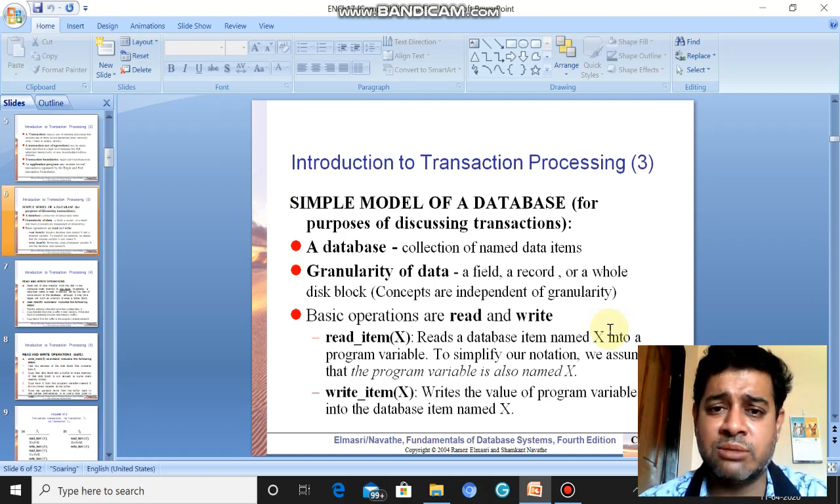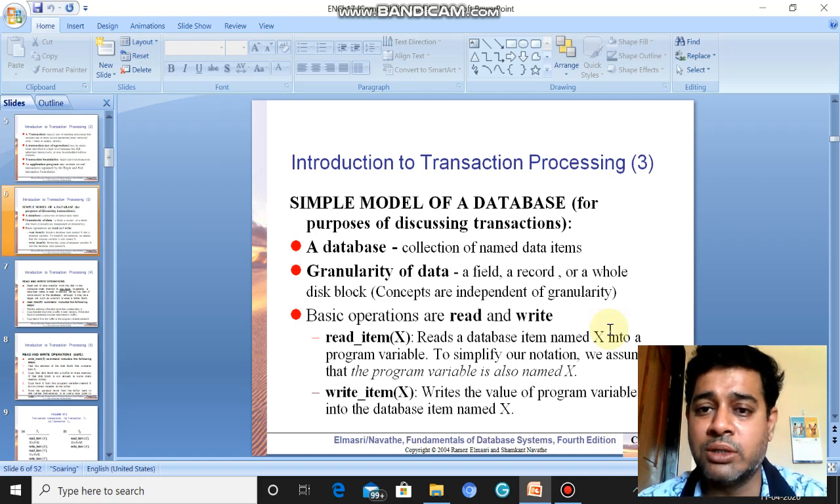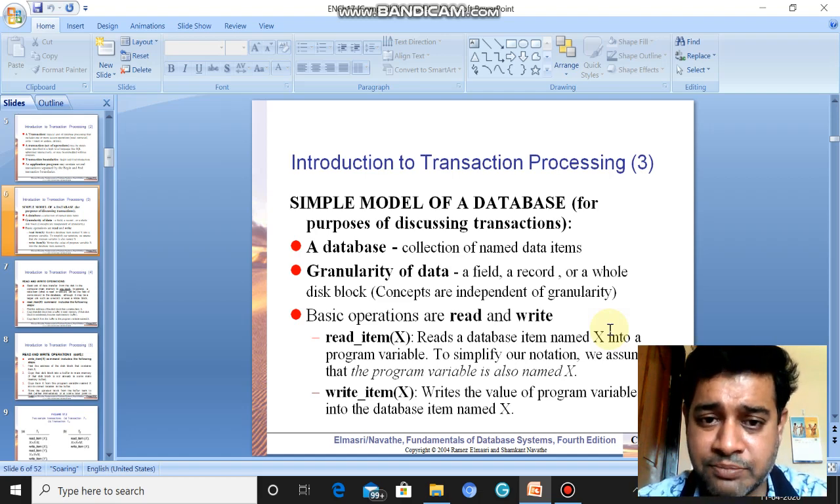To do this transaction processing, we require the database, as we already know. The database has a granularity of data, that is, a field, a record, or maybe a disk block. Where the database is stored, we can consider this database as part of the disk. So on the disk, the data is stored.